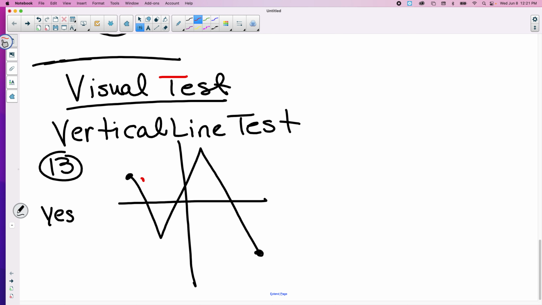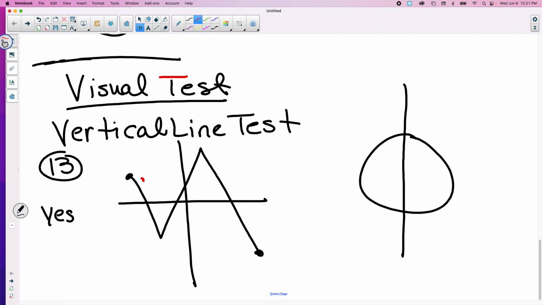Okay, the kind of things that don't pass the vertical line test and are not functions would be like a circle. Okay, because if I drew a vertical line through that circle, how many places is it going to cross? 2. So that means those x values are the same. So it's just another way of telling you the x values are the same. So this one would be not a function.